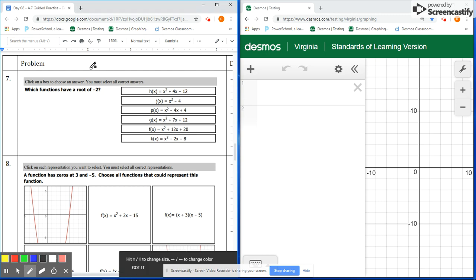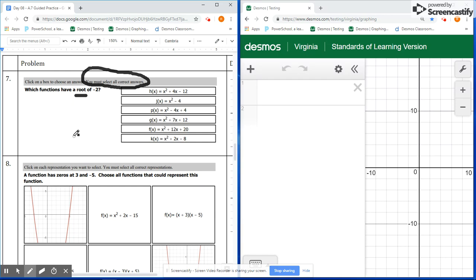So again, remember that selecting all correct answers means there will be more than one, so you need to check every answer choice. Which functions have a root of -2? Remember, we talked about 4 words meaning the same thing. We said root, we said x-intercepts, we said 0, and we said solution, all mean the same thing, okay?